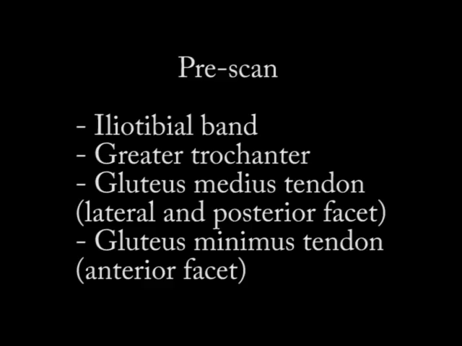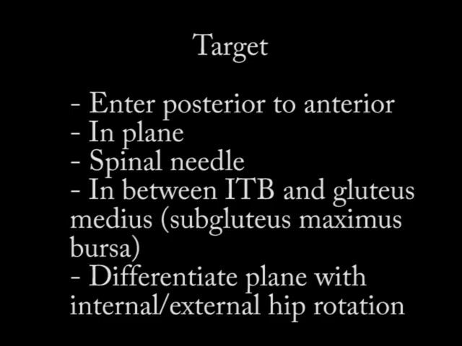Well, when we do these injections, we're trying to target the subgluteus maximus bursa, which is underneath the iliotibial band and superficial to the gluteus medius tendon. So we need to know where those structures are for our injection, and we'll talk about how to distinguish that plane. Now with my target, once I've identified it, I'll bring my needle in from posterior to anterior in plane. Because of the depth, I often need to use a spinal needle, and again, it's in between the iliotibial band and the gluteus medius tendon in that fascial plane, which you can differentiate with internal and external hip rotation.